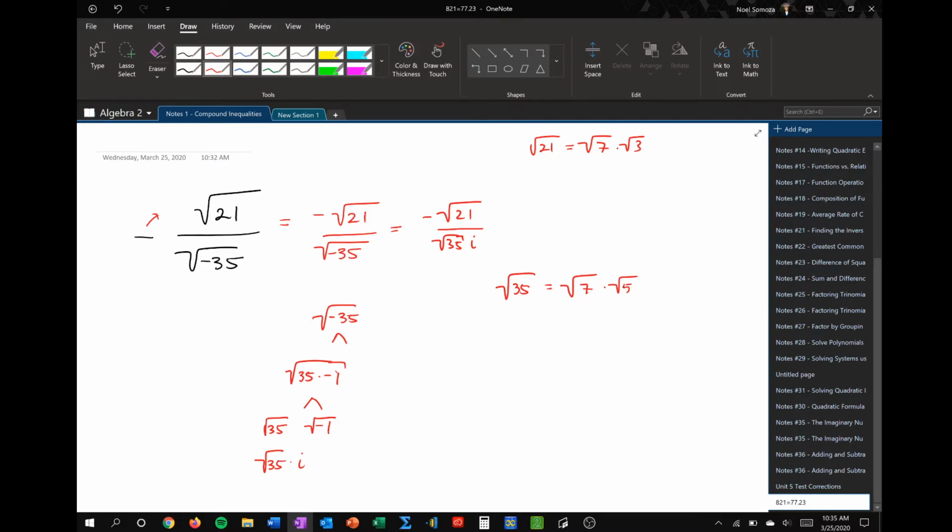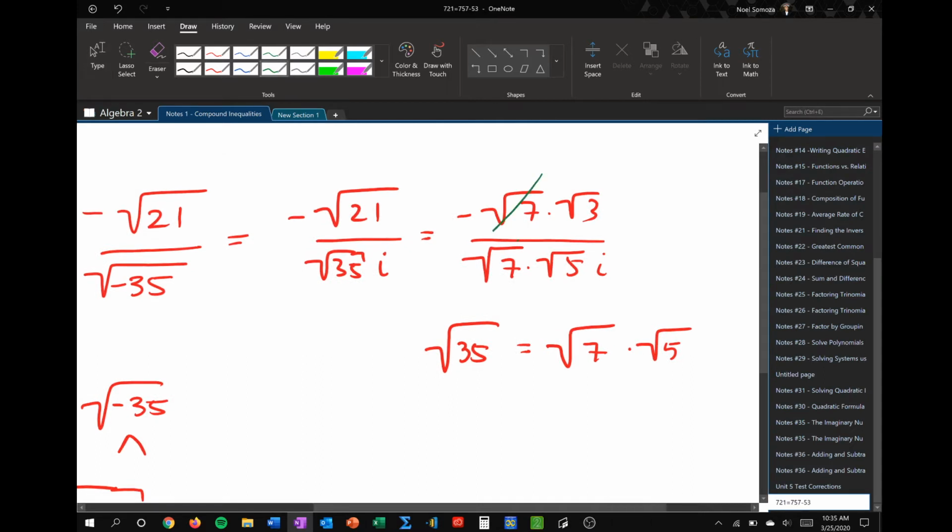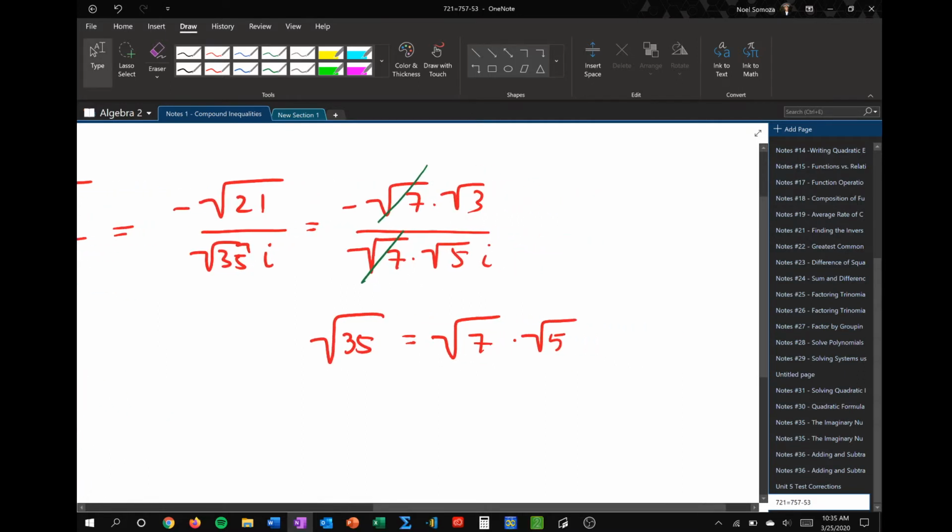Okay, so what if we try doing that first? What if we leave this as negative square root of 7 times square root of 3 all over square root of 7 times square root of 5 times i? Do you see where I'm trying to get at? Now that I know that both of these have square root of 7s, these cancel each other out, at least for now. So then here's what we're left with, something that's a little bit more simple, that we can manage a little bit easier.